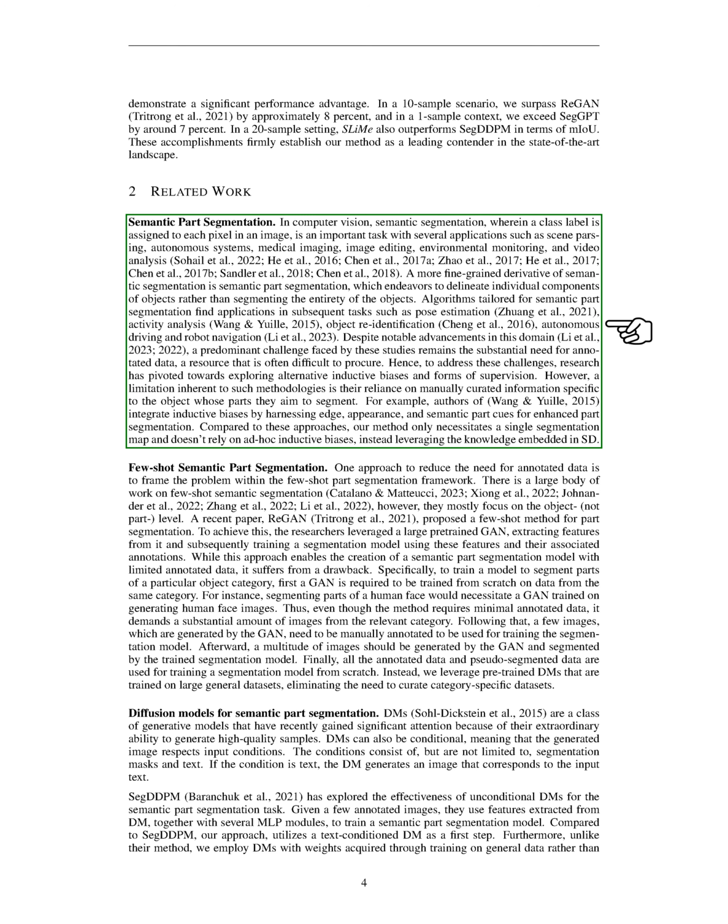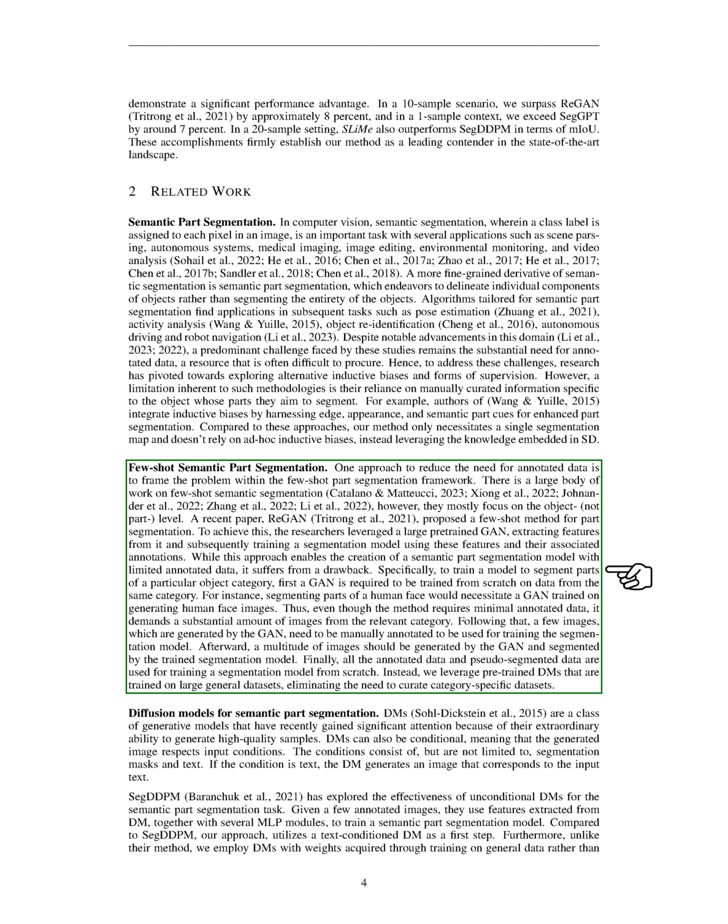Despite significant advancements in this domain, a major challenge remains the substantial need for annotated data, a resource that is often difficult to procure. One approach to reduce the need for annotated data is to frame the problem within the few-shot part segmentation framework. A recent paper, Regan, proposed a few-shot method for part segmentation. However, this method requires a substantial amount of images from the relevant category. In contrast, we leverage pre-trained diffusion models that are trained on large general datasets, eliminating the need to curate category-specific datasets.